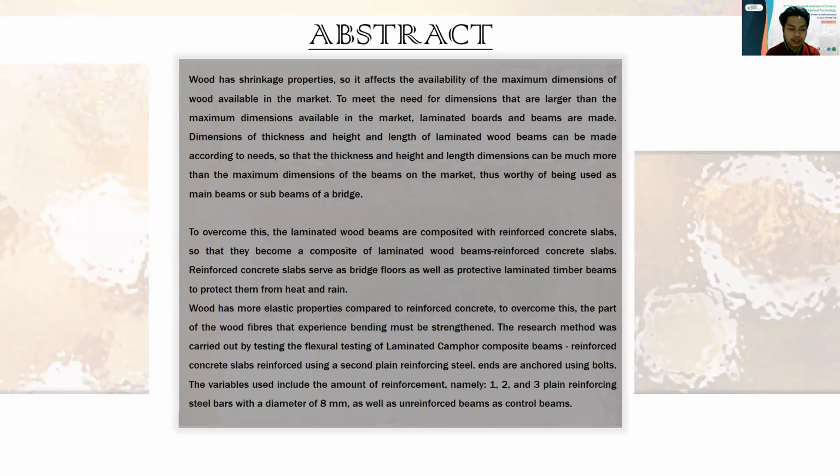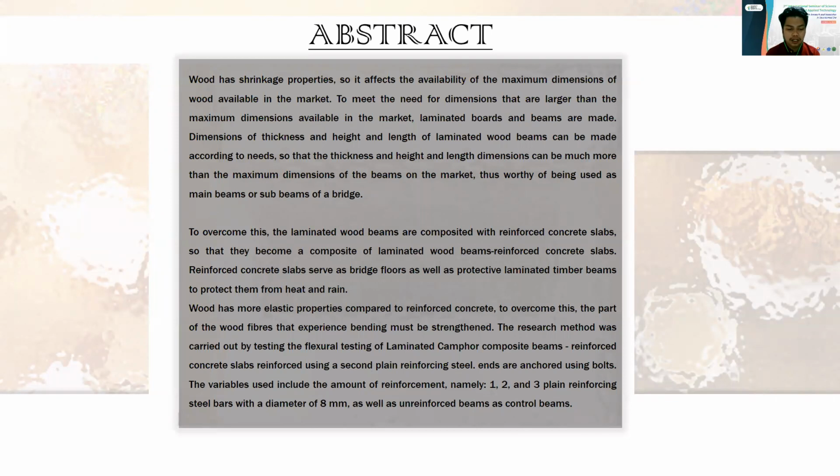To overcome this, the laminated wood beams are composited with reinforced concrete slabs so that they become a composite of laminated wood beams and reinforced concrete slabs. Reinforced concrete slabs serve as the bridge floor as well as protecting the laminated timber beam from heat and rain. Wood has more elastic properties compared to reinforced concrete. To overcome this, the part of the wood fibers that experience bending must be strengthened.